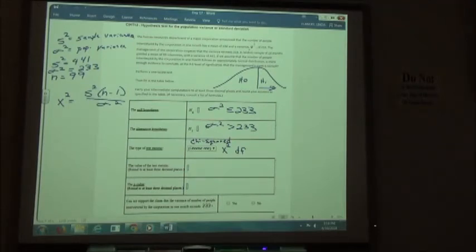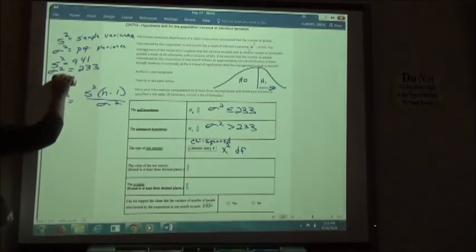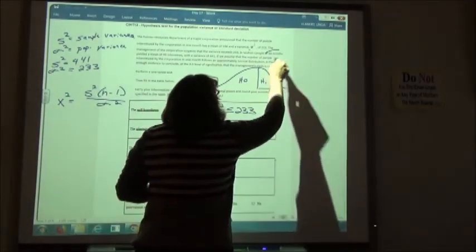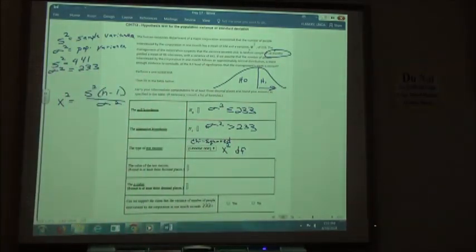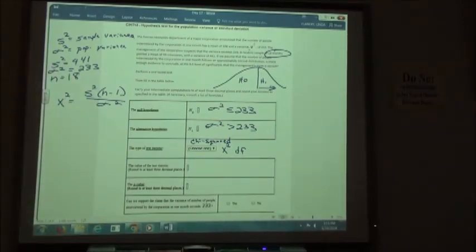Wait a minute. Never mind. If I read the question right, in a random sample of 18 months, we had a mean of 99. My sample was 18 months. There's my n. N is going to be 18.